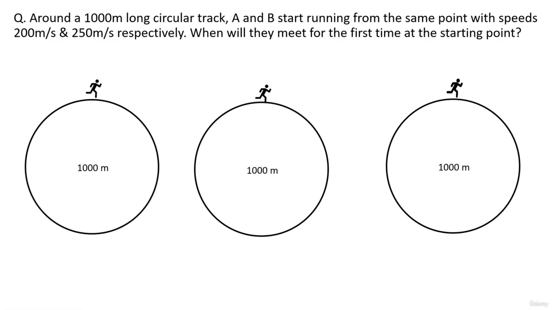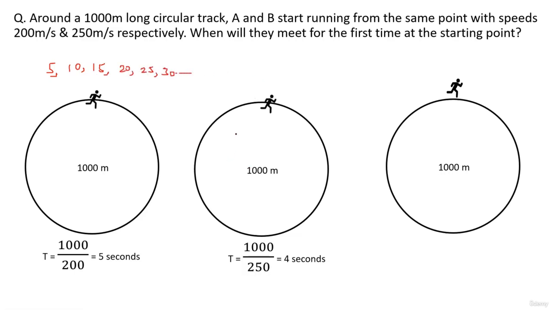Okay. Now let's talk about A first. A's speed is 200 meters per second. So to cover 1,000 meters, how much time will it take? He will take 5 seconds. So basically, the first person will be at the starting point after every 5 seconds, right? So he will come at 5 seconds, then at 10 seconds, then at 15 seconds, likewise. Let's talk about the second person, whose speed is 250 meters per second.